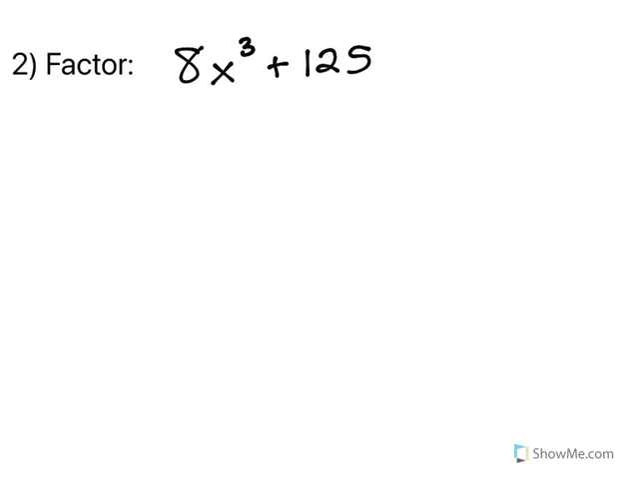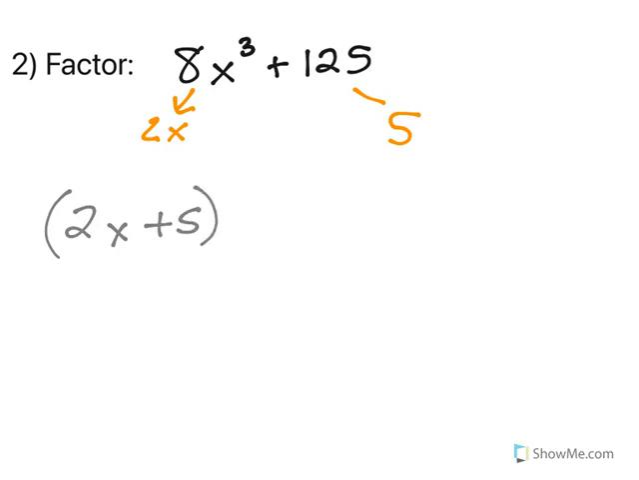Let's factor 8x cubed plus 125. Again, let's talk about the cube root. So 8x cubed, well, the cube root of 8 is 2. The cube root of x cubed is x. And the cube root of 125 is 5. So my first piece, 2x plus 5.